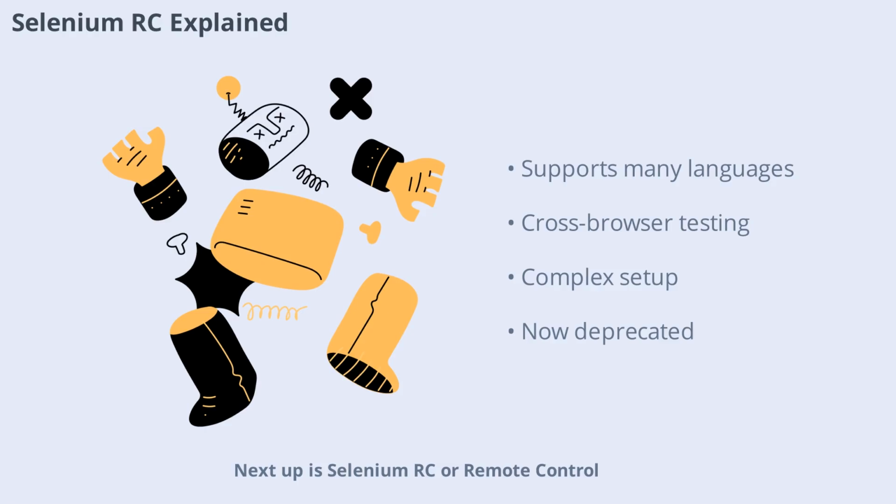Next up is Selenium RC, or Remote Control. This was once the main testing framework in the Selenium project. Selenium RC allowed testers to write automation scripts in their preferred programming language, offering cross-browser and cross-platform support. However, it required a more complex setup, including a server and client library, and had architectural limitations. Selenium RC is now deprecated, replaced by more modern solutions like WebDriver.